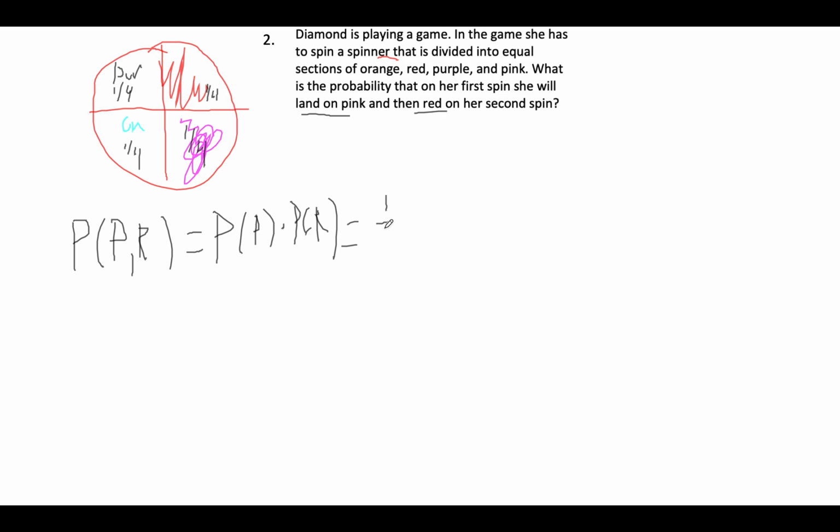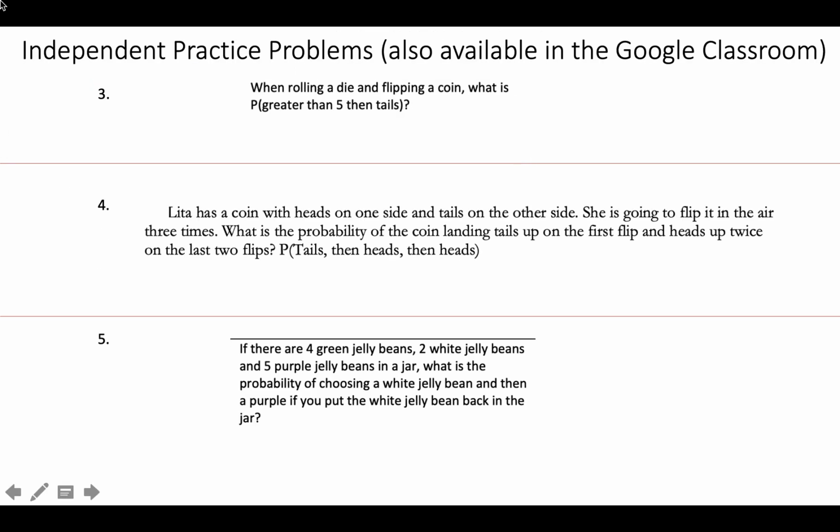Probability of pink is going to be 1/4. We're going to multiply that by the probability of landing on red, which is also going to be 1/4. That's going to give us 1 over 16 as our answer to that one. 1 over 16 is going to be our probability of landing on pink on the first spin and then red on the second spin. Awesome.